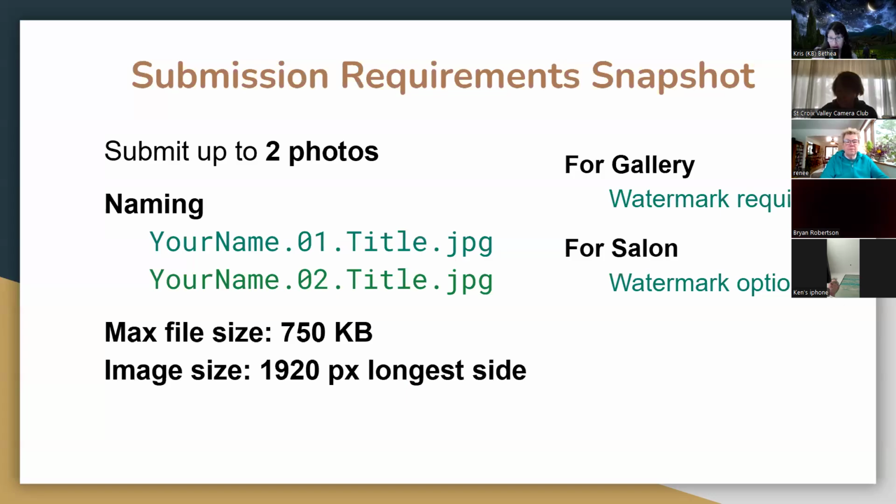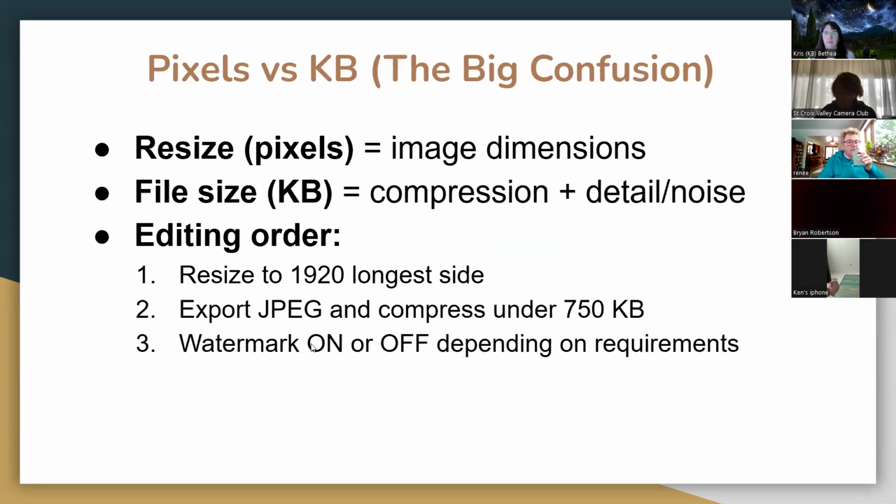There's the submission requirements snapshot. You should be familiar with this because we do it every month for the salon. Your naming is your name, 01 title.jpg, and 02 title.jpg. And it is required to be 750 kilobytes and the image size being 1920 pixels. And again, for the gallery, I was told that the watermark is required. For salon, watermark is optional.